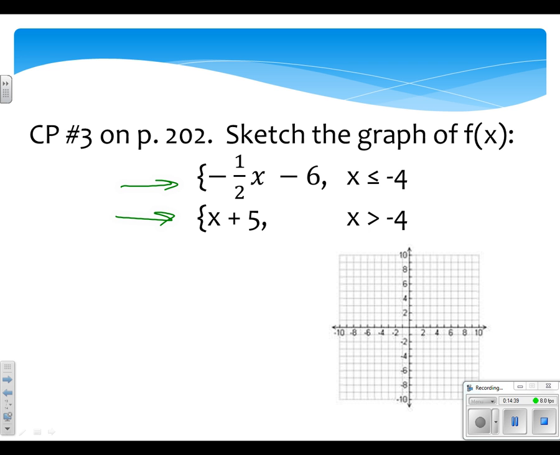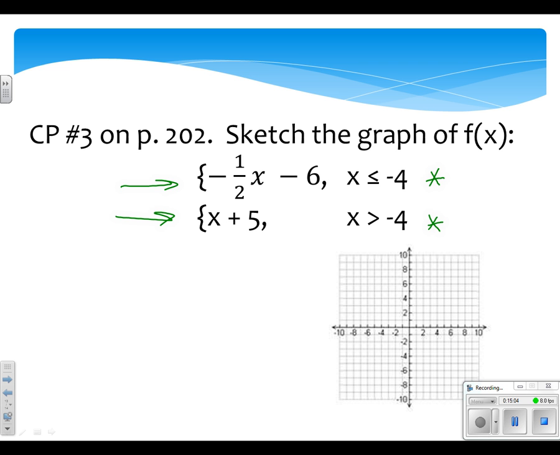Two different ones, because as this one says, for any values that are less than or equal to -4, you're going to plug them into -1/2 x minus 6. Now, if you happen to have a value that's greater than -4, you're going to plug that into x plus 5. So you don't use them both. You look at what your input is, you plug it into the appropriate one. Not both of them. You find the appropriate one and you plug it in.